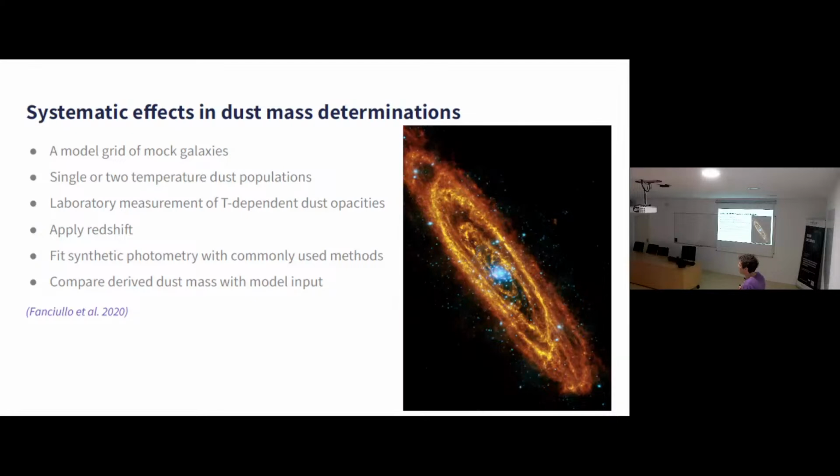For now, we just put in a single or 2 temperature dust populations, just to start out simple, but ultimately we want to put in a temperature distribution. We used laboratory measurements of temperature-dependent dust opacities, because we did find some that were available but are not being used in these kinds of determinations. We apply a redshift, so we put it at some redshift. Then we determine the synthetic photometry for various instruments, and use that synthetic photometry to determine a dust mass using commonly used methods. And we compare the derived dust mass with what we know we put in. So what did we find?